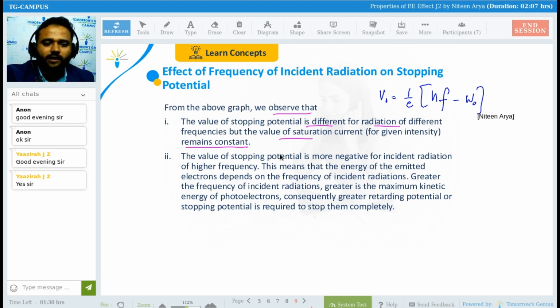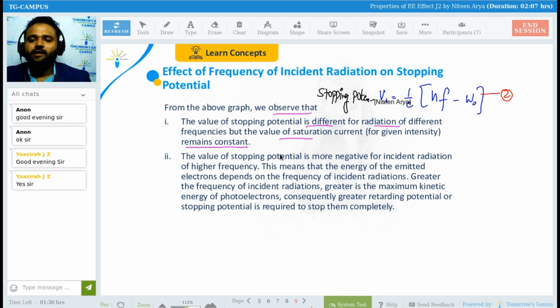So using this relation number 2, I can rewrite this. What we can get, my V naught, the stopping potential. Stopping potential is directly proportional to the frequency. So the higher the frequency, the lesser is this, in a negative sense. The value of stopping potential is more negative for incident radiation of higher frequency.